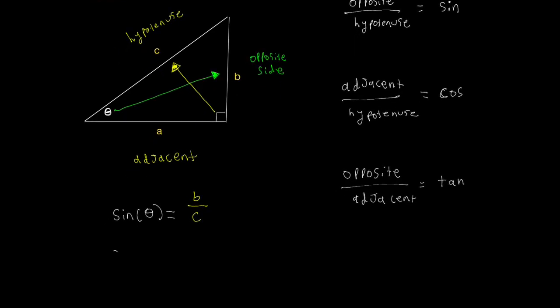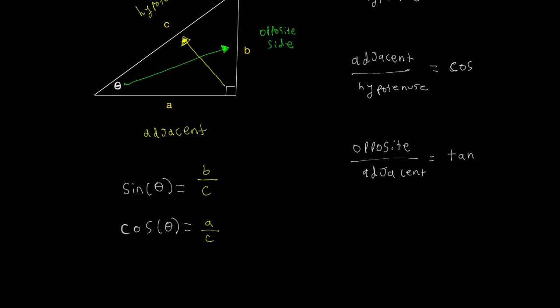We can do the same for cosine. So cosine of our reference angle theta, cosine by definition is the adjacent over the hypotenuse. The adjacent side is a, our hypotenuse is c, so cosine of theta is going to be a over c. Lastly, we can calculate tangent. Tangent of theta, and tangent by definition is the opposite side over the adjacent side. So here we're going to grab b, our opposite side, and divide it by a, the adjacent side. So tangent of theta is b over a.